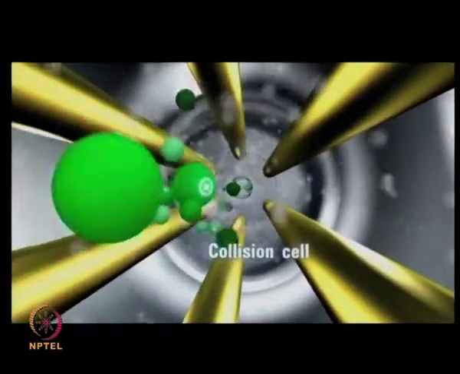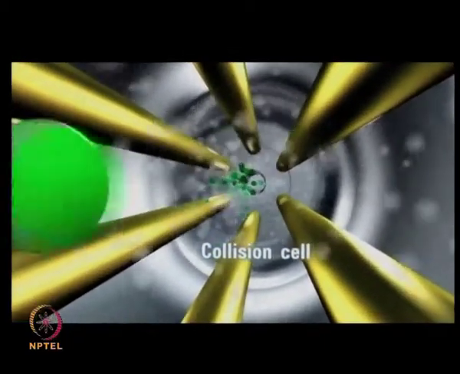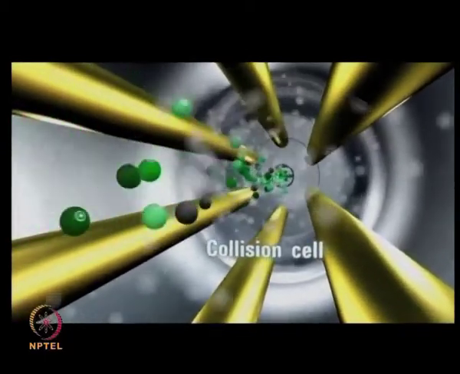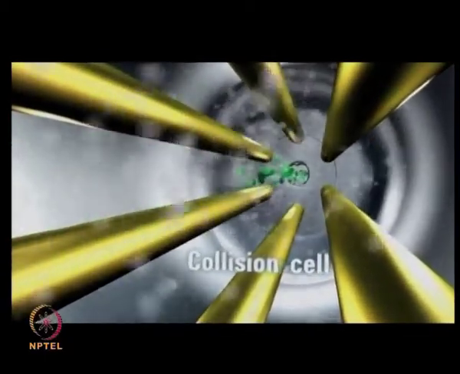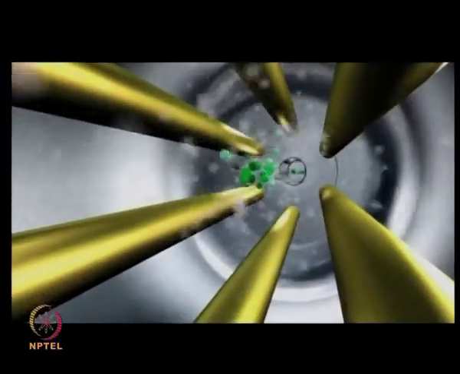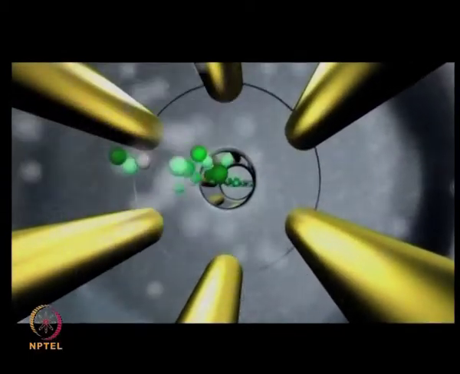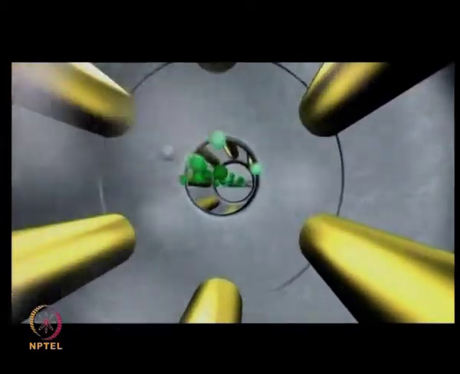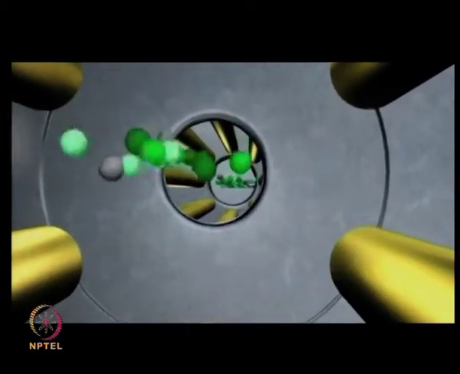In the hexapole collision cell, precursor ions strike collision gas molecules, generating product ions and neutral fragments. Linear axial acceleration and high collision gas pressure ensure that all ions exit the collision cell with nearly identical energy. This allows the same mass calibration factors to be applied to MS and MS-MS ions. The result is better than 5 ppm mass accuracy for MS-MS ions.